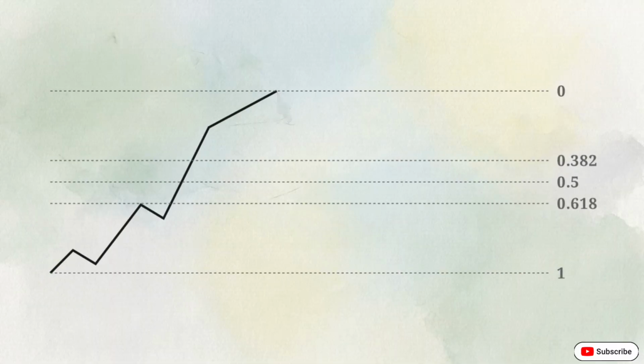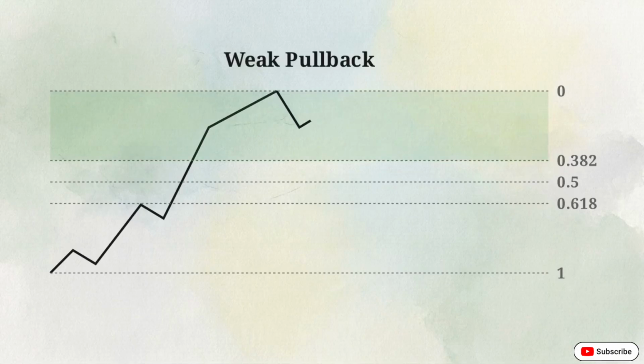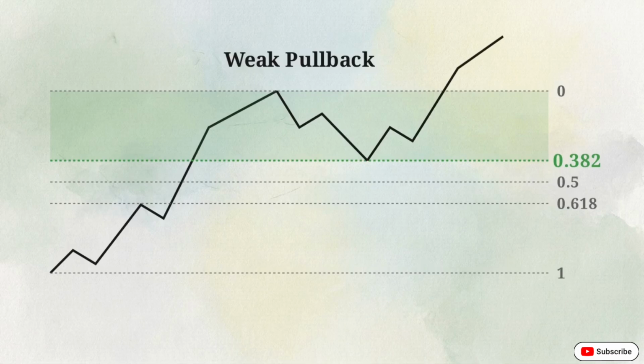To use the tool, click on the lowest point of the recent trend and drag it to the highest point. A weak pullback occurs when the price dips but stays above the 0.382 line. On this chart, you can see the price retraces into this upper zone before continuing its upward move. A weak pullback suggests few traders are exiting, signaling the prevailing trend remains strong.